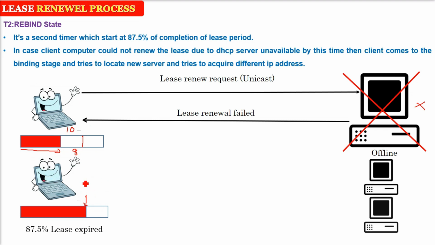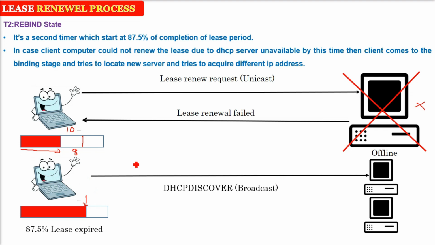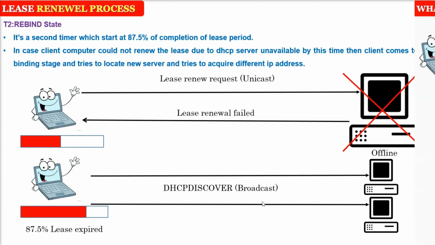But once the 87.5% lease time has expired, it will try with everyone. It has to broadcast a DHCP discover, as in the DORA process. So it will ask every server, oh, my time is expiring, please give me an IP, please give me an IP. I'm not able to contact my original IP server. So this is what will happen if the client computer could not renew the lease because the DHCP server was unavailable by 87.5%.